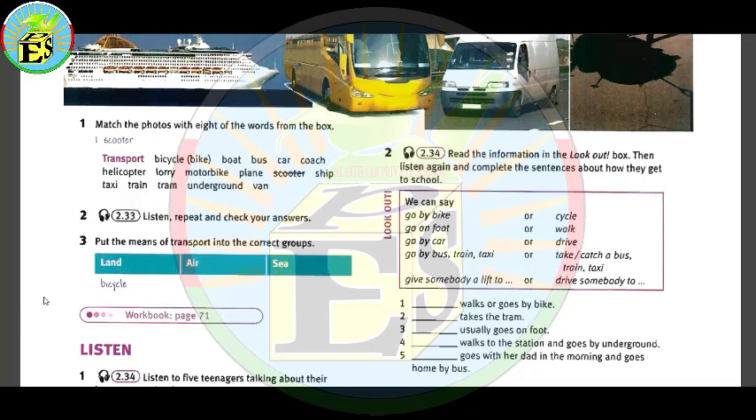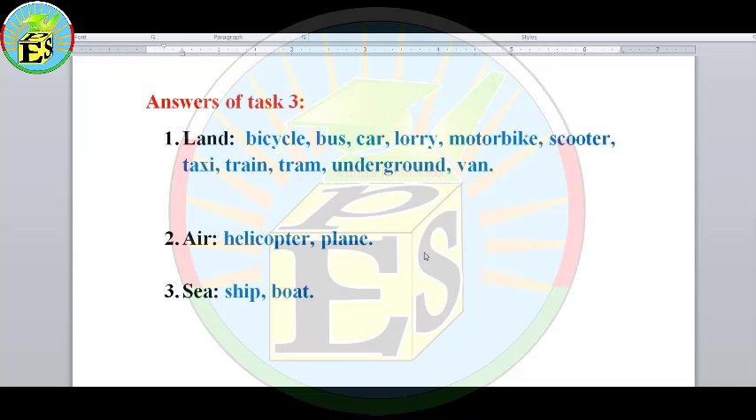Right now we will go and check our answers of these 3 groups. So here you have the answers of activity number 3. The answers are written with the blue color, so please make sure that you have all of these words. In the first group, which is land, you have bicycle, bus, car, lorry, motorbike, scooter, taxi, train, tram, underground, and van. In the second group, which is air, you have helicopter and plane. And in the last group, which is sea, you have ship and boat.